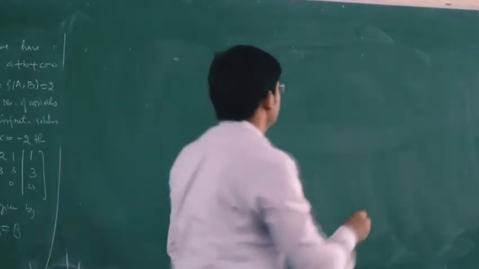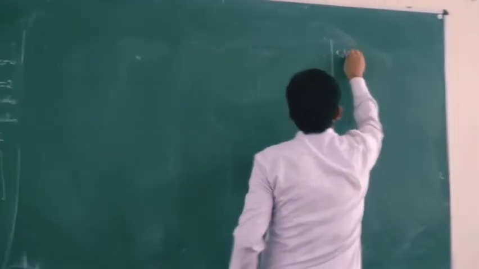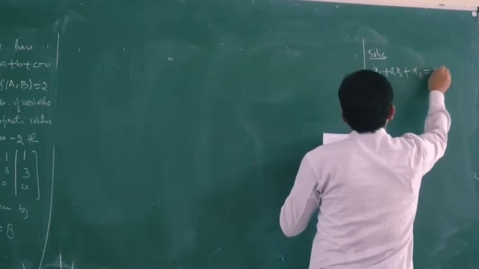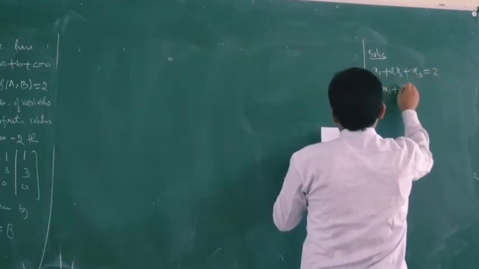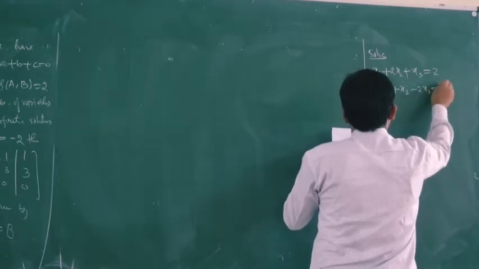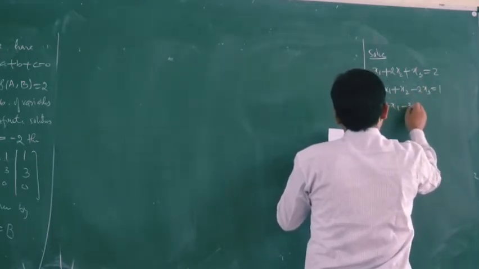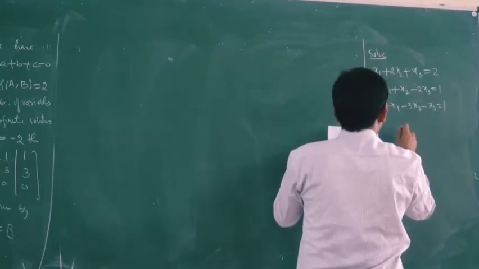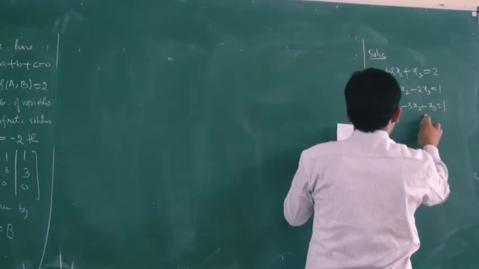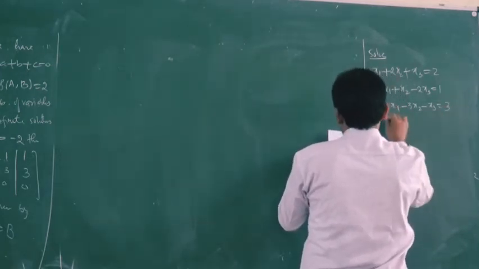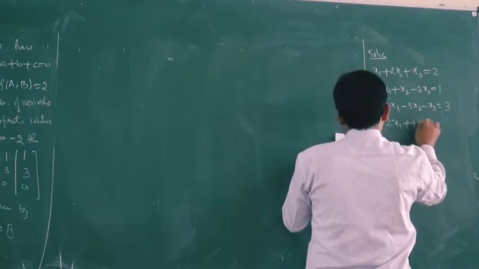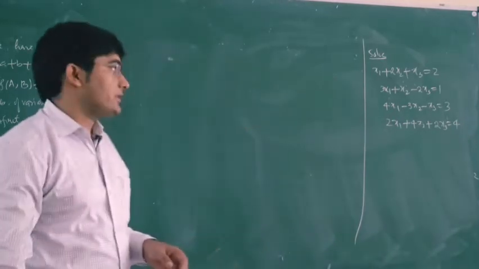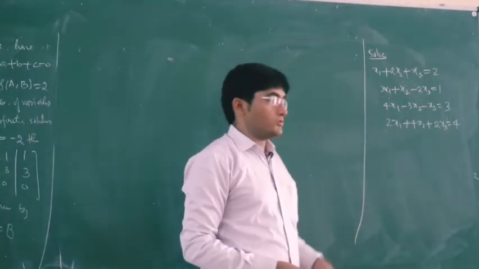Solve x1 + 2x2 + x3 = 2, 3x1 + x2 - 2x3 = 1, 4x1 - 3x2 - x3 = 3, and the fourth equation is 2x1 + 4x2 + 2x3 = 4. So here you can see that we have 4 equations and 3 unknowns.